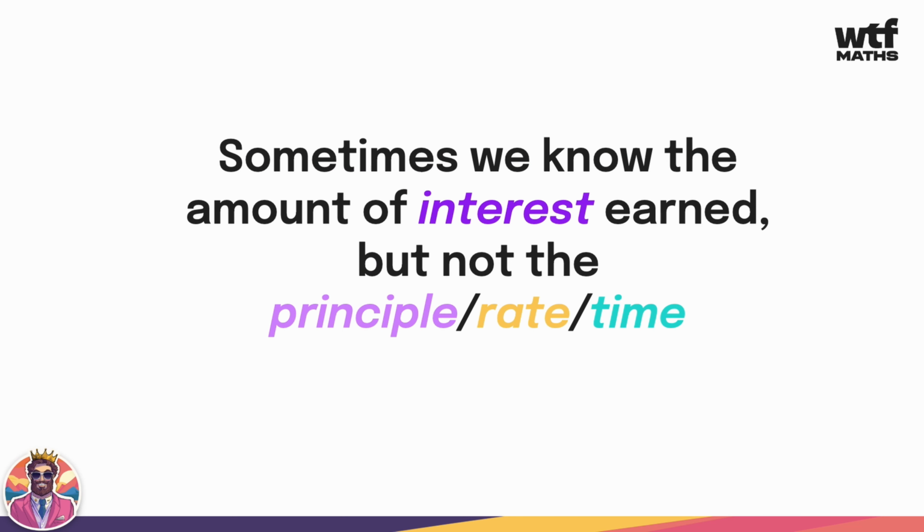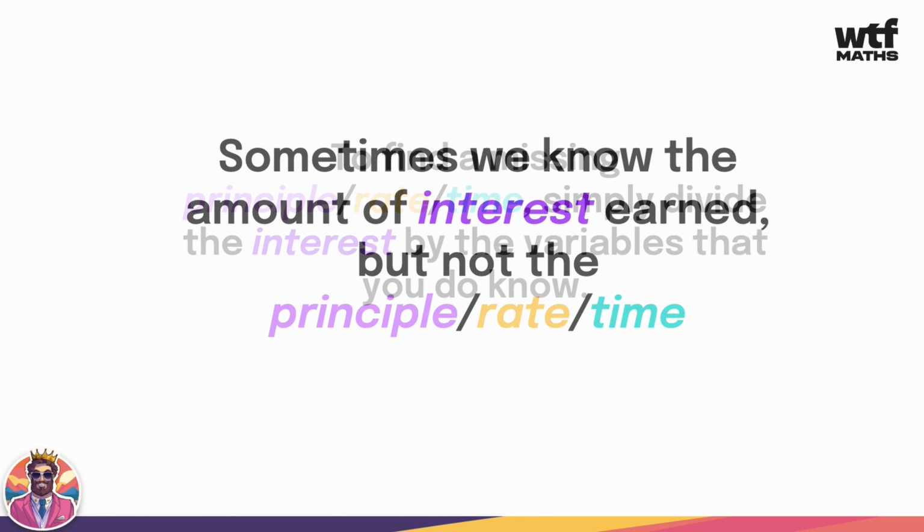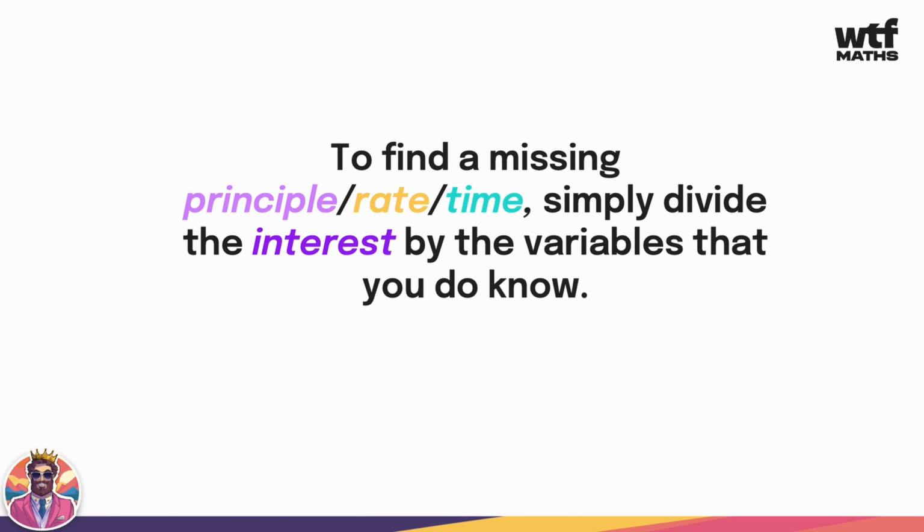So sometimes we know the amount of interest we have earned, but we don't know the principal, the rate, or the time. So one of those three things, principal, rate, or time, is missing. So to find a missing principal, rate, or time, we're simply going to divide the interest by the variables that you do know.